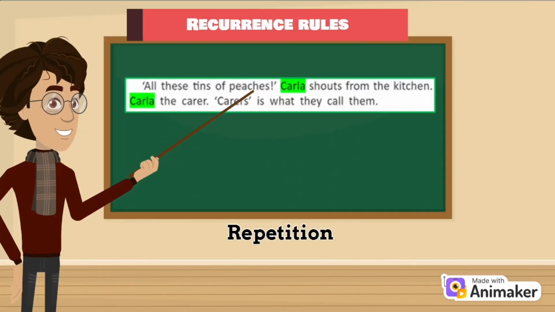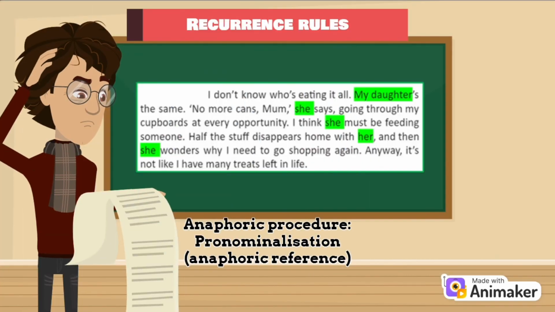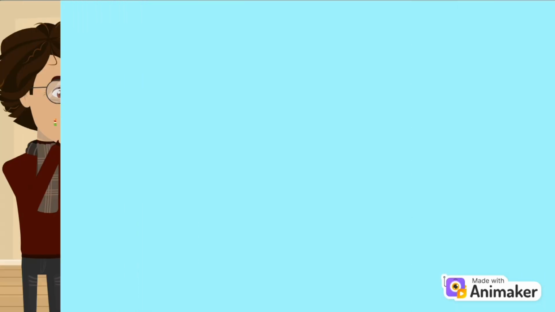Now, the recurrence rules, or rules for elements that appear again to maintain cohesion and coherence. In the first case, we can see a repetition, where the same element appears twice in this text. "Carla shouts from the kitchen. Carla, the caterer." Then we have an anaphoric procedure, which gives reference avoiding repetition. If we use pronouns and determiners, it is a pronominalization. Here it introduces the element my daughter and then refers to her as she. If the unit is previously introduced, it is called anaphoric reference.